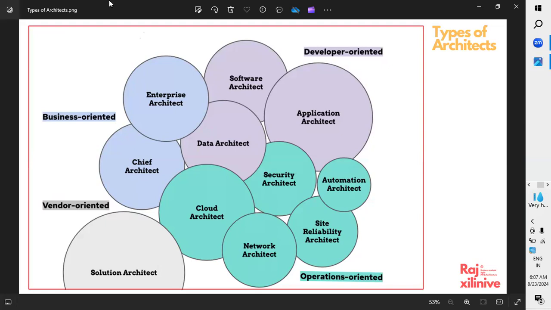In the last session we discussed single tier architecture, two tier, three tier, right? And today we are going to discuss the different architect roles, because developing an architecture, nothing but creating a technical roadmap for any project, is important. Technical roadmap creation is important.